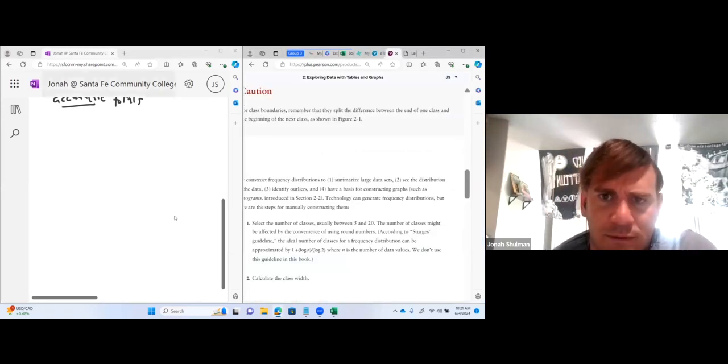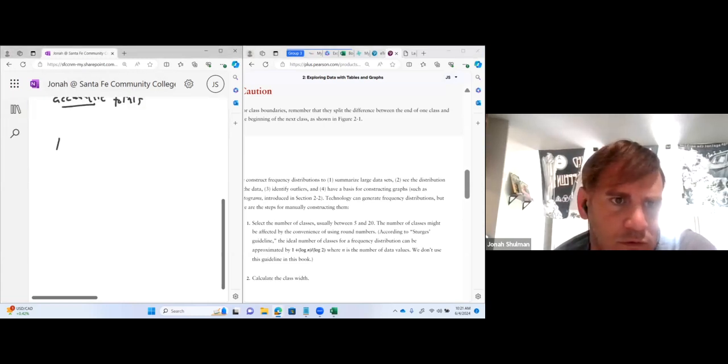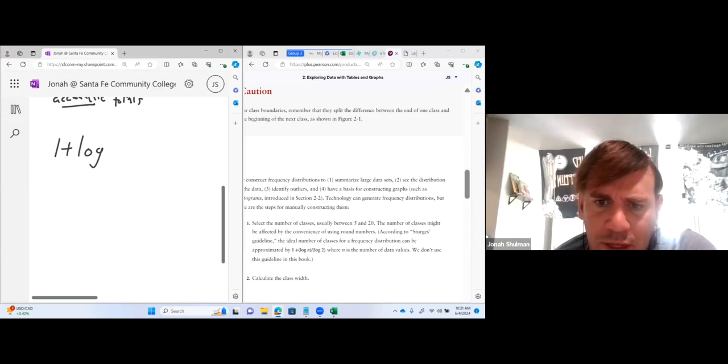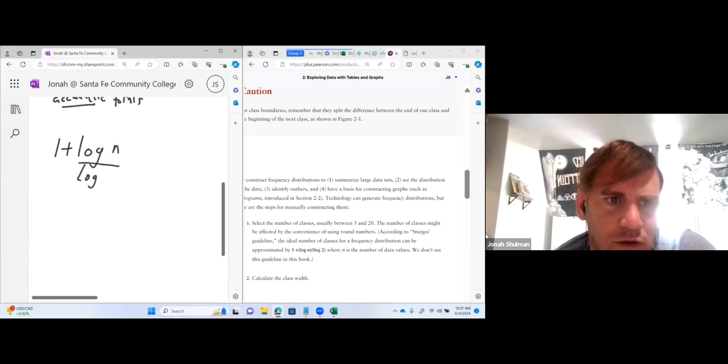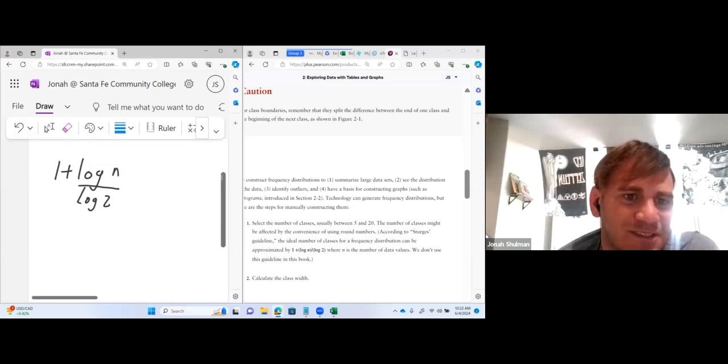So what do they mean? 1 plus log of n divided by log of 2. So this is what they're talking about. Ooh, that was ugly. My parentheses don't want to be parentheses, which is okay. I'm just trying to show that we have to do this part first, and I don't know why it's not letting me put in parentheses. There we go.